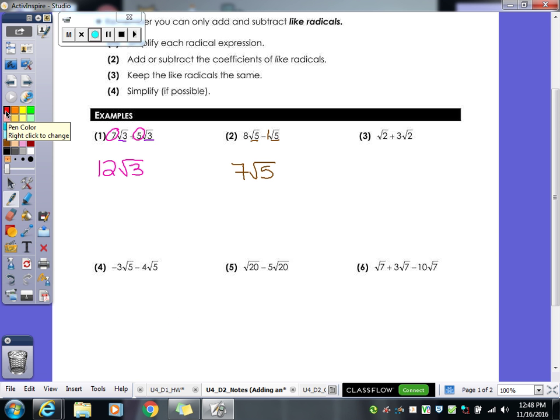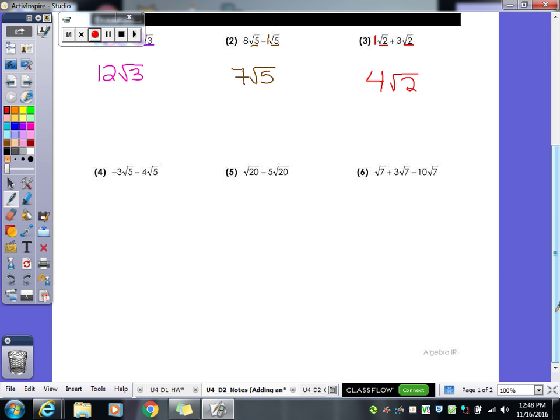All right, so how about for number 3 again? Let's look first. Do we have the same radicals? Yep, we got radical 2 and radical 2. There's a 1 out in front of that first radical 2 that's not written. So 1 plus 3. So we get 4 radical 2. That would be our answer for that one. Number 4, again, your thought process should be, do I have the same radicals? Sure do. I've got radical 5 and radical 5. Those are the same. So negative 3 minus a 4 gives us what? Negative 7 radical 5.